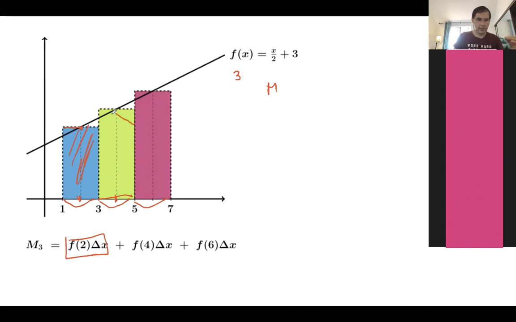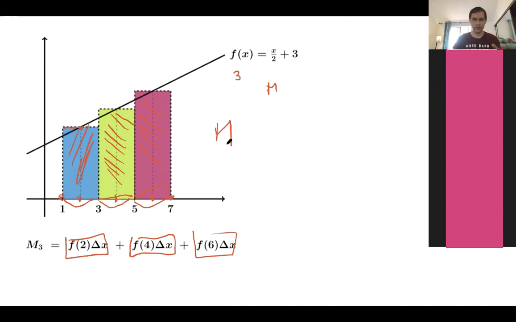And then I'll compute this area, because I know how to compute the area of a rectangle. So compute this area that does exactly this. And then I'll do the same with the last one. Take the midpoint, which is 6 in this example, and compute this area. That will give me this number. And then when you compute this number, that will give you M3.